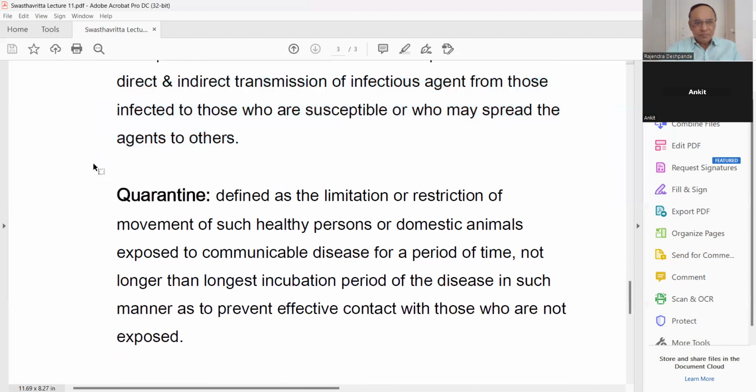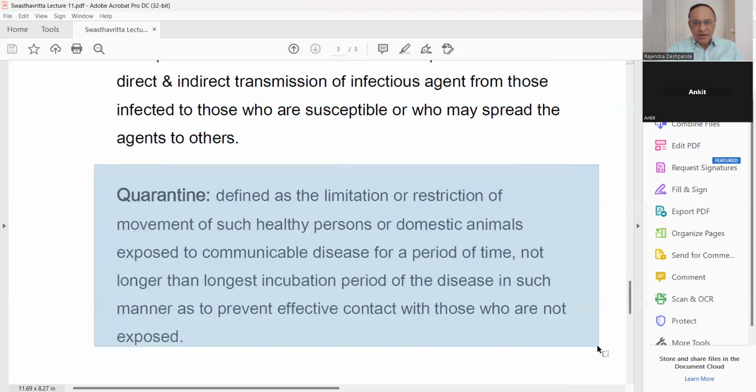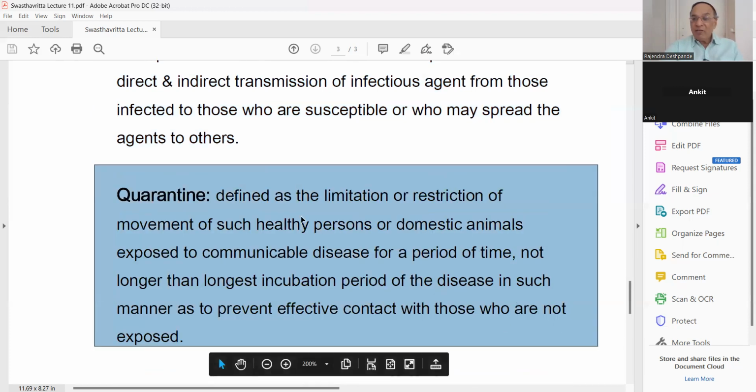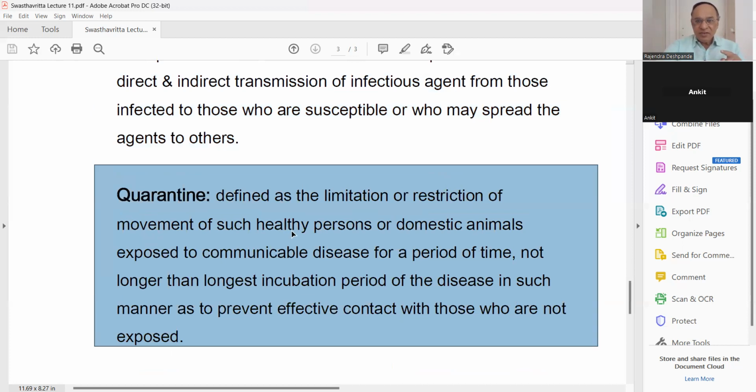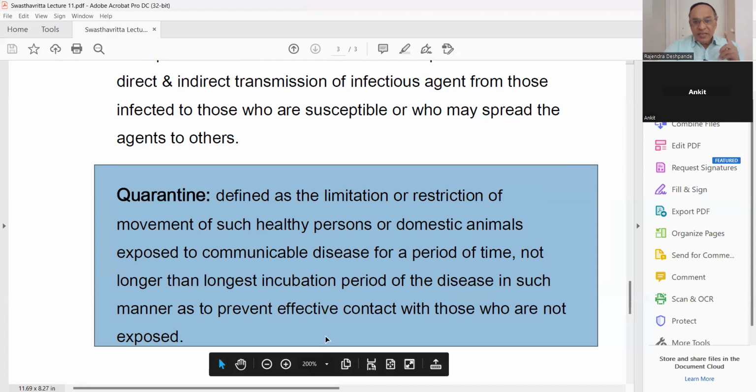So please write down quarantine. Quarantine, what is quarantine? Definition: limitation or restriction of the movement of such healthy persons or domestic animals exposed to communicable diseases for a period of time not longer than the longest incubation period of the disease, in such a manner as to prevent effective contact with those who are not exposed.